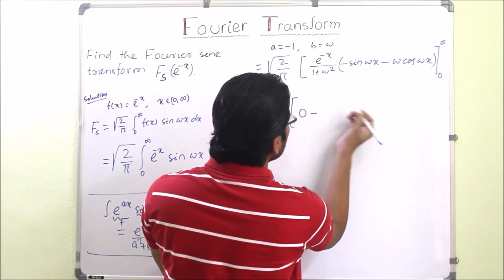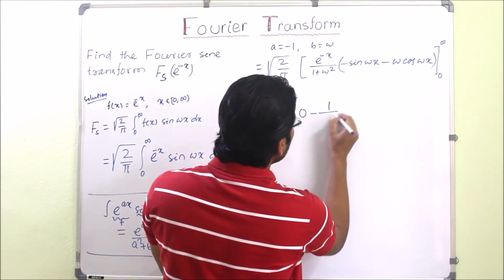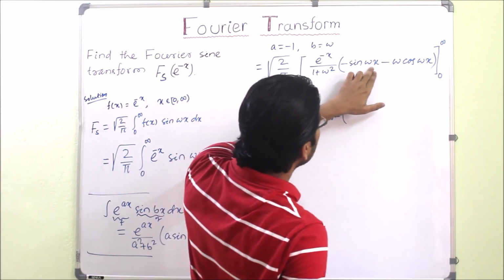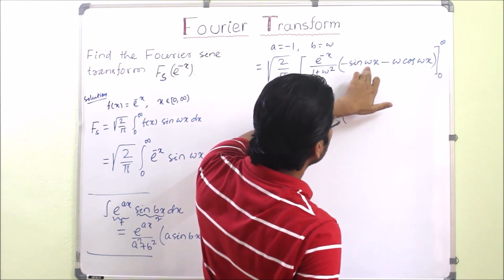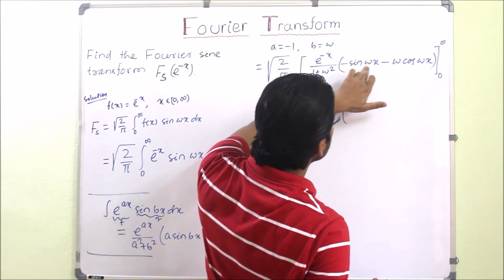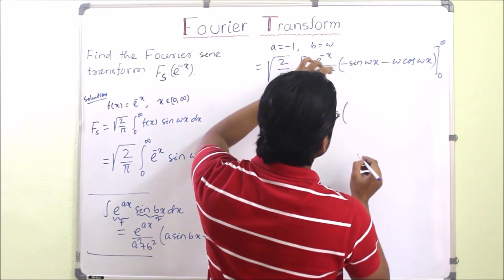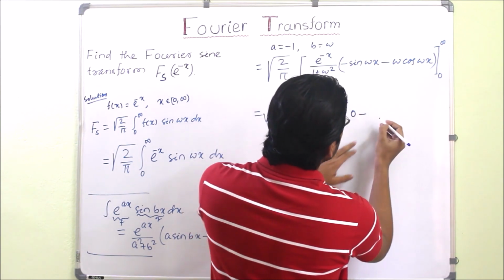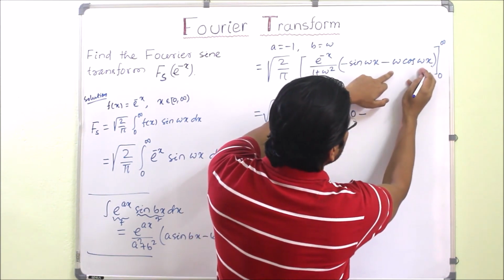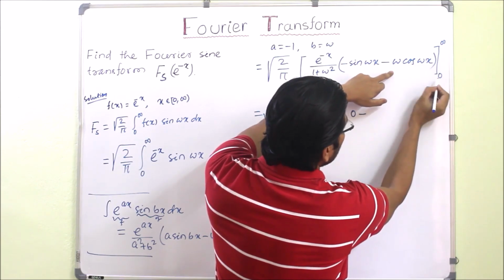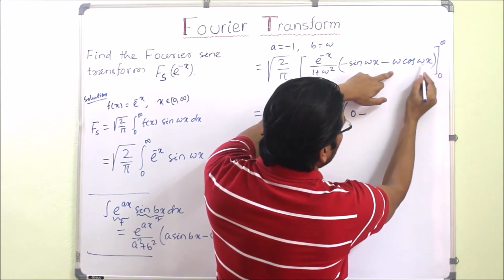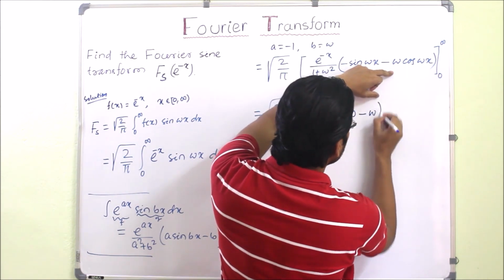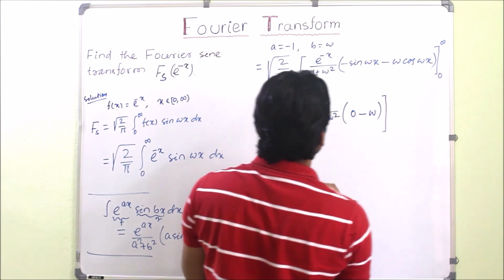E to the minus 0 means e to the power 0, that will be 1. So 1 by 1 plus w square, but inside what will happen? Minus sine wx. So minus sine w into 0, so it will be sine 0, and sine 0 value is 0. So 0 we write. Next minus w into cos wx, but in place of x we have 0. So cos wx will be cos 0. So cos 0 is what? 1. So 1 into w will be w. So that way we have to write.